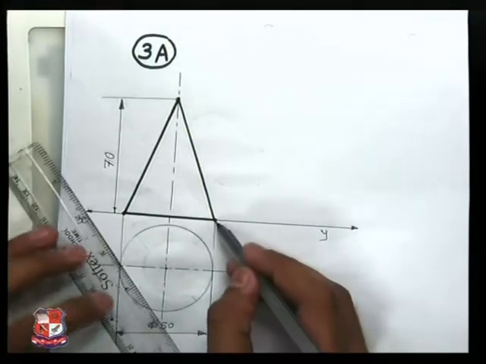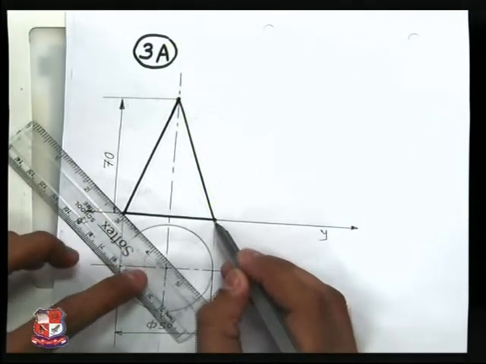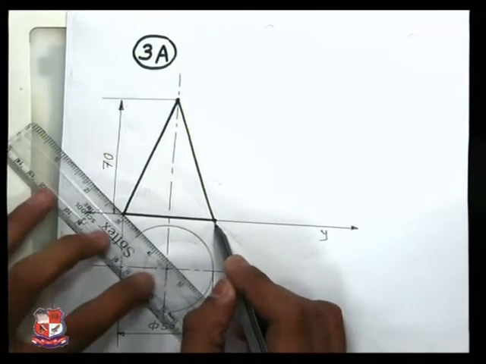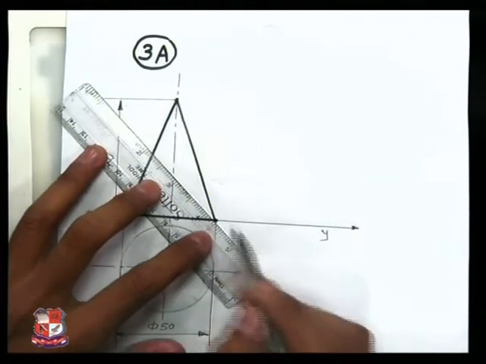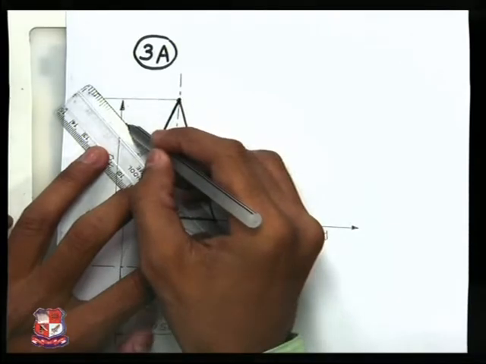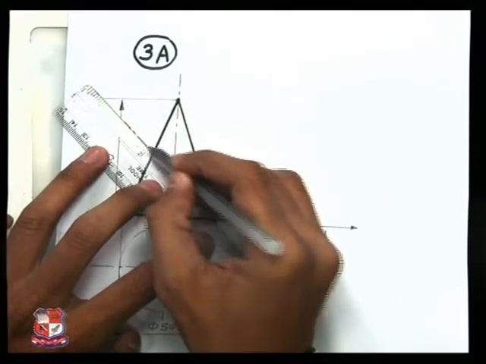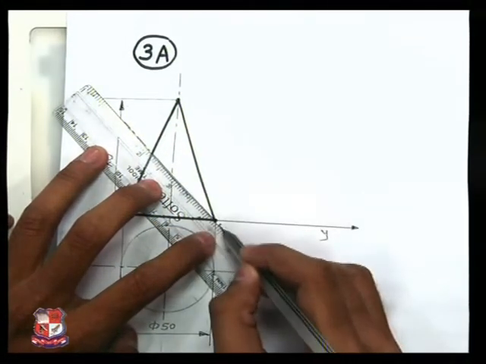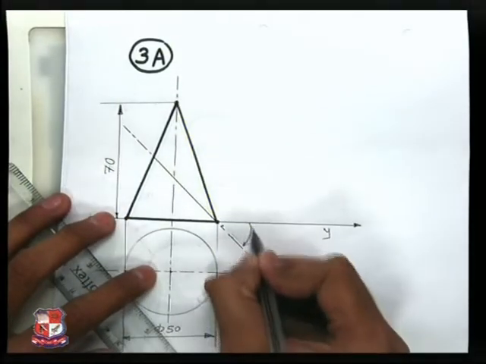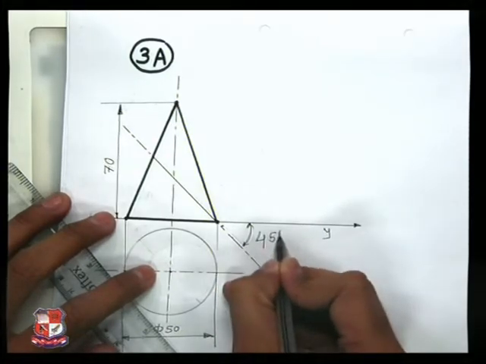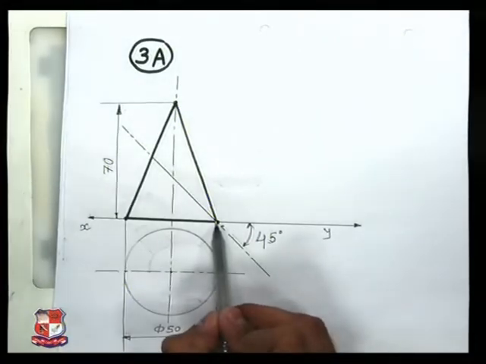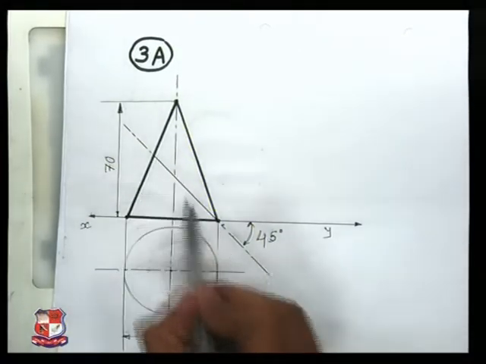It is given that the cutting plane passes through the base end of the generator, means this is the base end, and it makes an angle of 45 degrees with XY line. So we have to draw a line over here such that it passes through this base end from here and it makes an angle of 45 degree with XY line like this. So this is the cutting plane which makes an angle. This angle is 45 degree which is given in the data, and it passes through this base end. This is the base end of the given cone and this is the cutting plane.